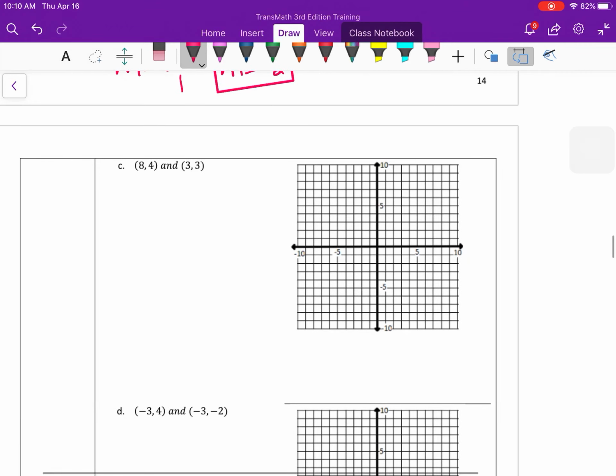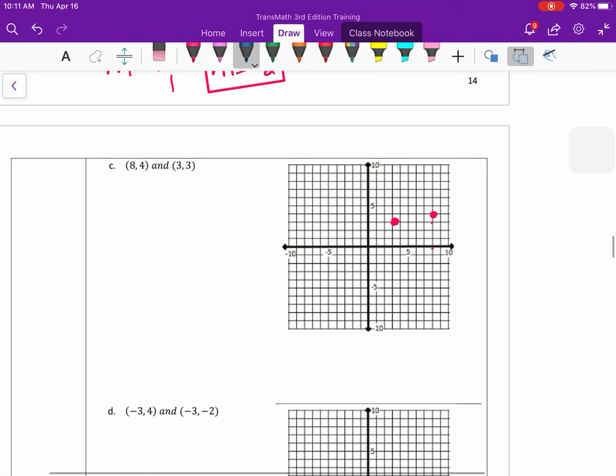All right. 8, 4. So we're going to go to the right 8, 5, 6, 7, 8, and then up 4. And put a dot there. And then 3, 3: to the right 3, up 3. Connect those 2. You can see this one has a positive slope.